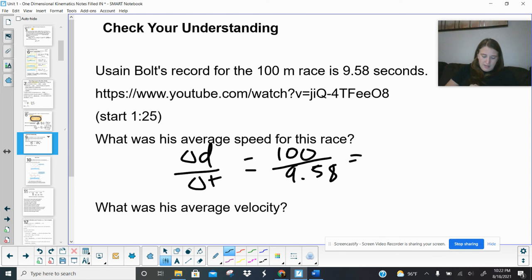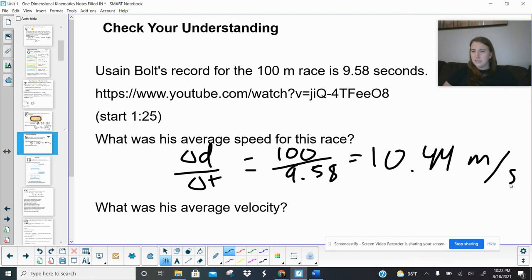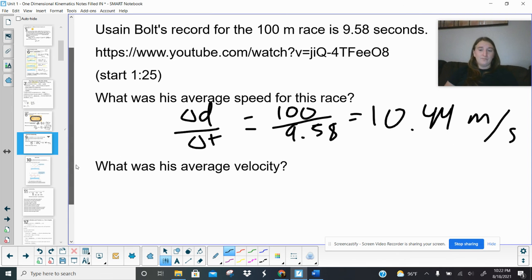That means that his speed is about 10.44. I always have you guys round to 2 decimal places here. 10.44 meters per second. Again, super fast. That's insane. 10 meters. That's a little bit over, what? 10 meters? 30 yards? Whoa, I'm thinking that wrong. Whatever it is, it's insane.